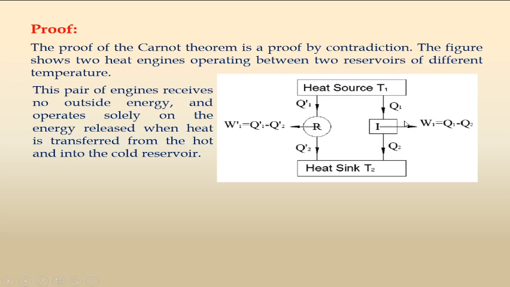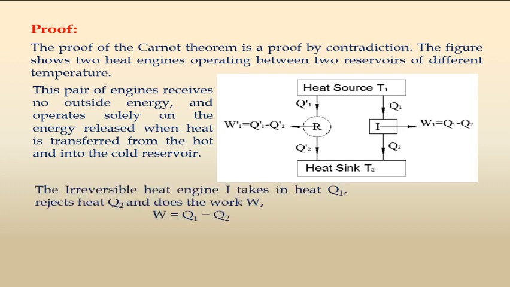The irreversible engine will draw Q1 amount of heat from the source and it will reject Q2 amount of heat to the sink. So obviously the work is the difference between those two heat values. On the other hand, the reversible engine also will work in the same fashion. Q1 dash is the amount of heat drawn and Q2 dash is the heat rejected to the sink. The difference between those two is the work done. In the form of equations I have given these values. Irreversible heat engine takes heat Q1 and rejects heat Q2 and does the work W. Then W is equal to Q1 minus Q2.